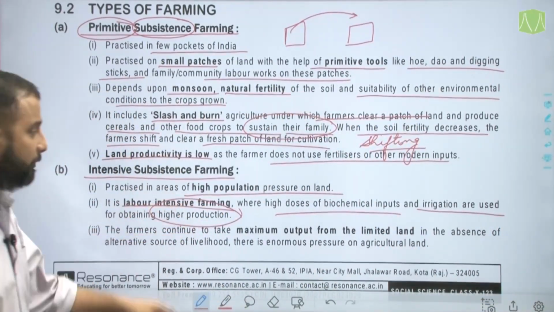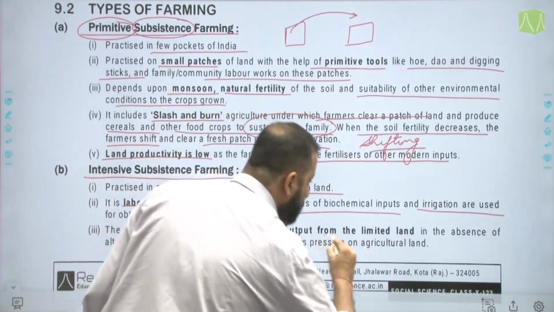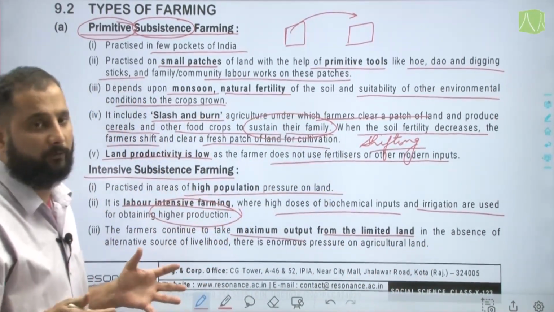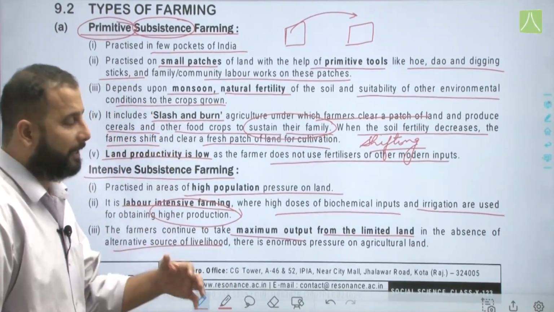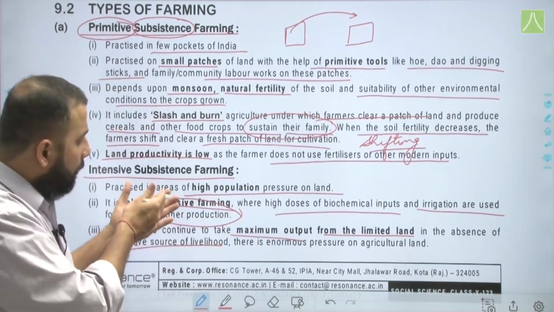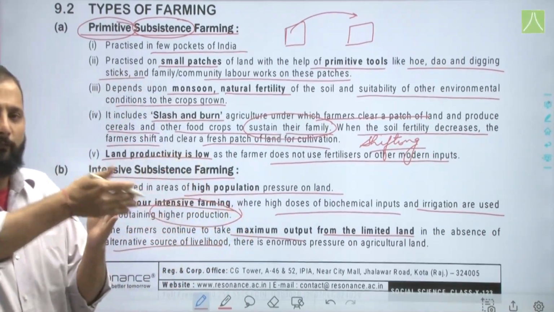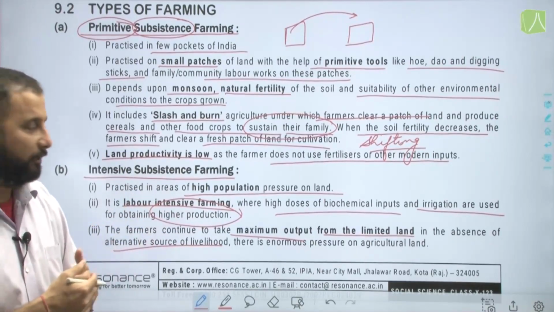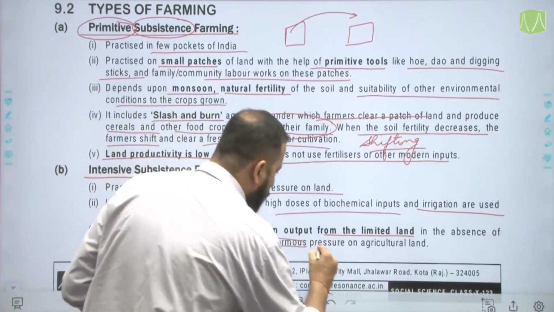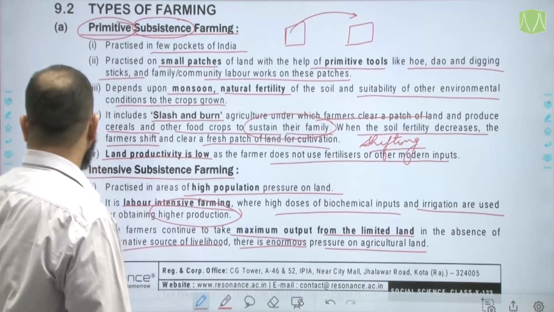The farmers continue to take maximum output from the limited land they have, in the absence of alternate sources of livelihood. As such, they are not doing other things. Also, with time, because of the rights of inheritance, the landholding size has decreased for these farmers. There is enormous pressure on agricultural land.